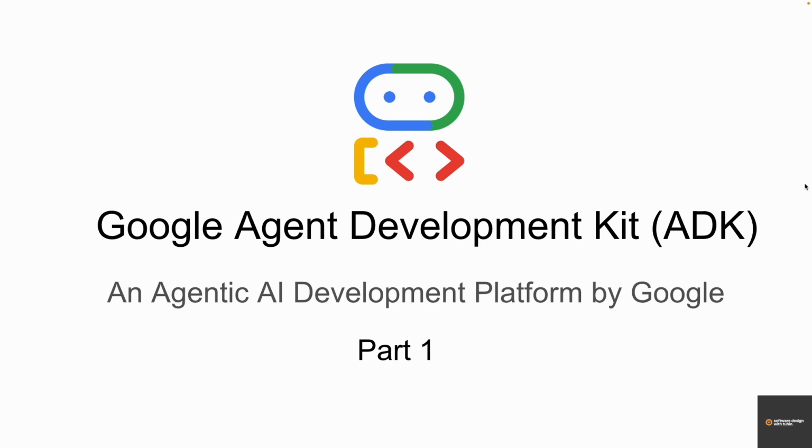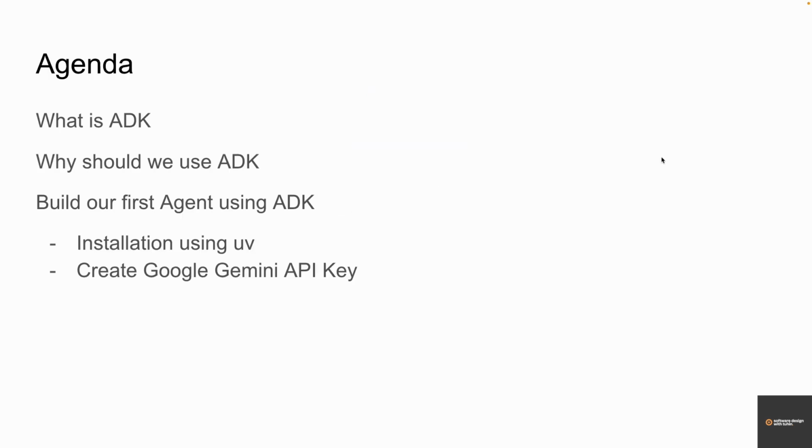Today I am going to start a new series on ADK. ADK is Agent Development Kit by Google. This is part 1 of this series. We will be discussing what is ADK and why should we learn ADK, and we will build our first agent using ADK, and in that we will show you how to install ADK and create Google Gemini API key, and finally we'll create an agent.